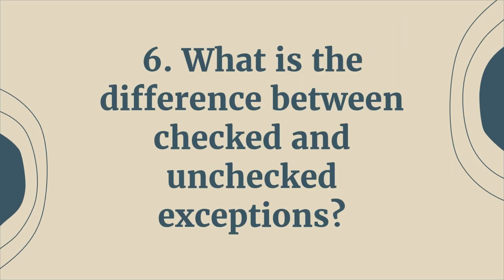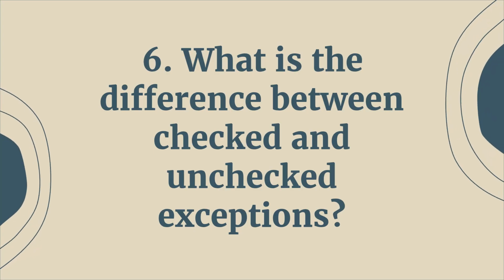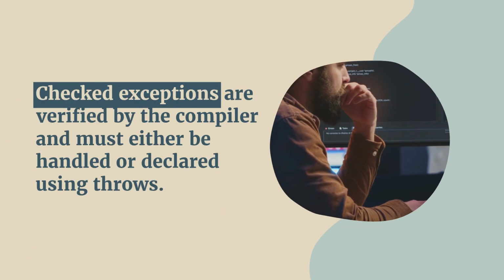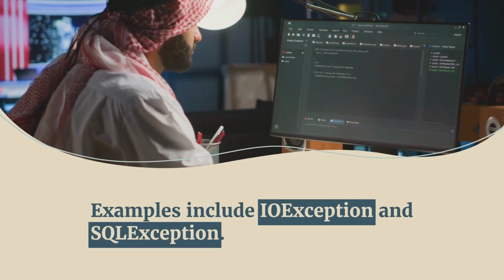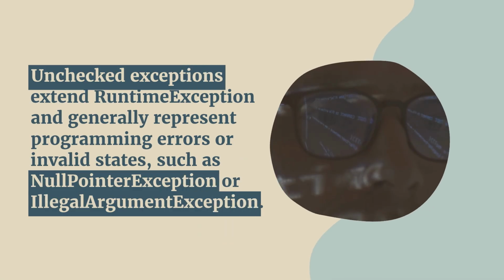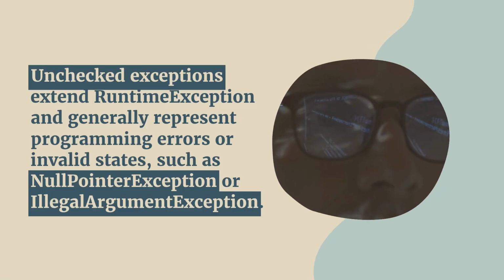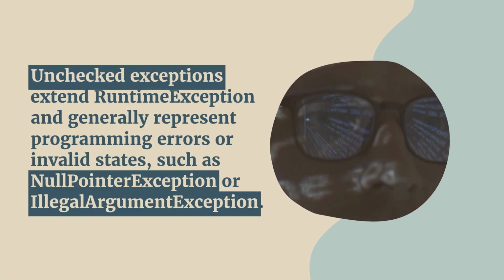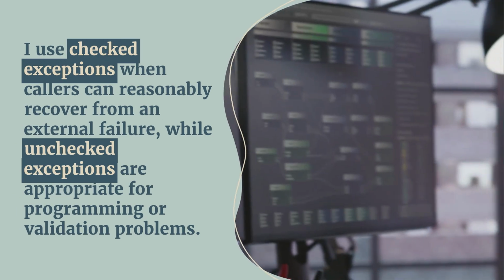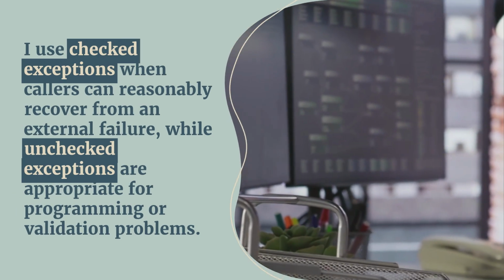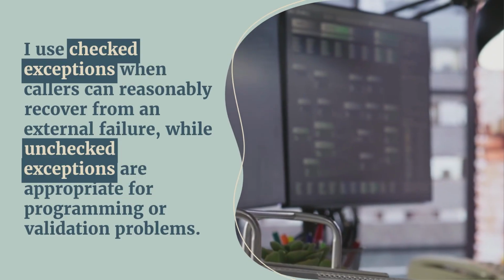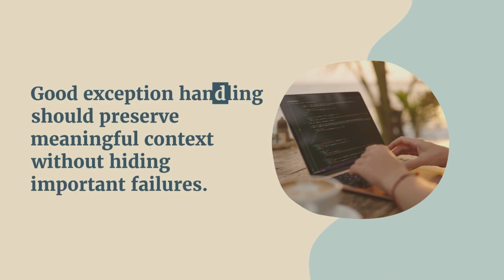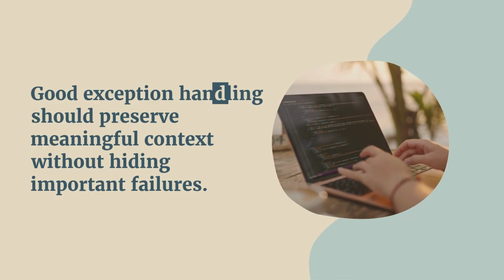What is the difference between checked and unchecked exceptions? Checked exceptions are verified by the compiler and must either be handled or declared using throws. Examples include IOException and SQLException. Unchecked exceptions extend RuntimeException and generally represent programming errors or invalid states, such as NullPointerException or IllegalArgumentException. I use checked exceptions when callers can reasonably recover from an external failure, while unchecked exceptions are appropriate for programming or validation problems. Good exception handling should preserve meaningful context without hiding important failures.